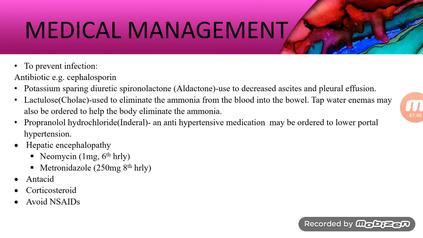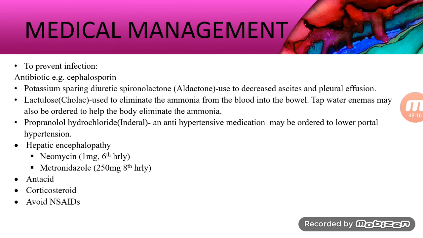If the liver cirrhosis is caused by any infection, then we have to give antibiotics like cephalosporin, or in case of viral hepatitis, you have to give antiviral medications. Then potassium sparing diuretics, spironolactone, that is Aldactone, we have to give. Why? To reduce the ascites as well as to reduce the pleural effusion.